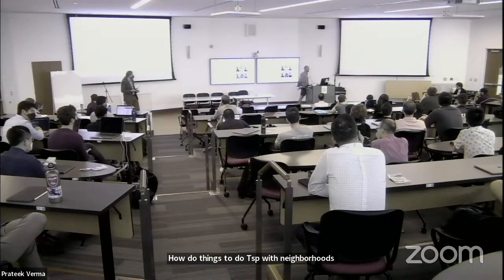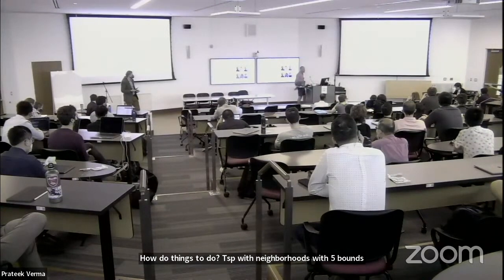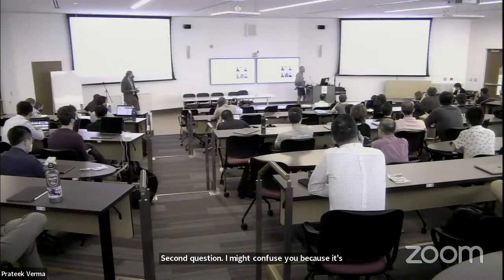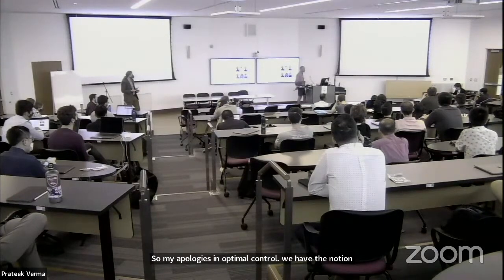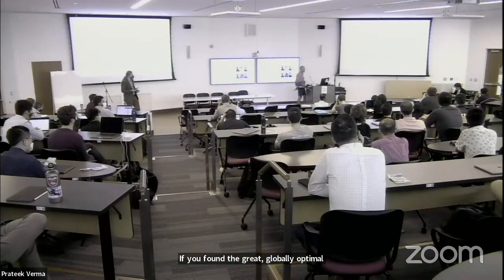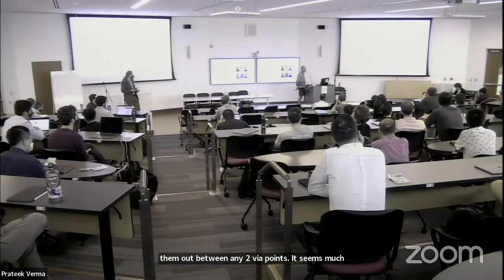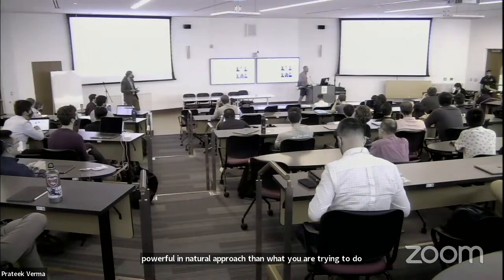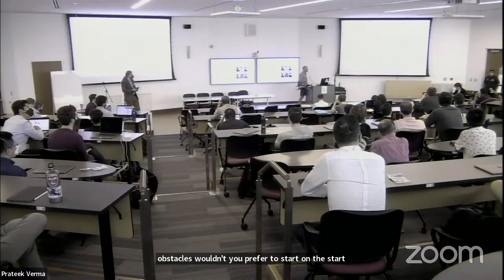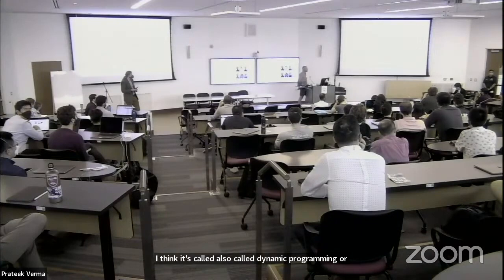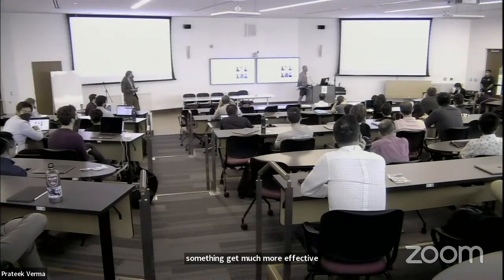Second question, I might confuse you because it's completely unrelated, so my apologies. In optimal control, we have the notion of local optimality. If you found the globally optimal path, it is also optimal between any two via points. It seems much more powerful and natural than what you are trying to do. You are doing something strange. You are crossing obstacles. Wouldn't you prefer to start from the start using the notion of local optimality? I think it's also called dynamic programming or something, and get much more effective algorithms. I'm a little puzzled. So thank you.